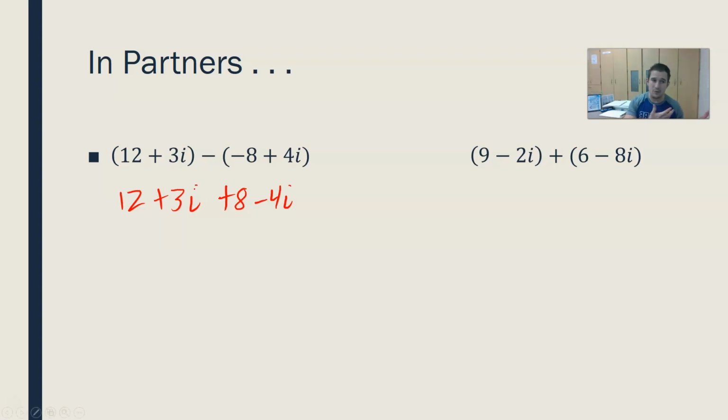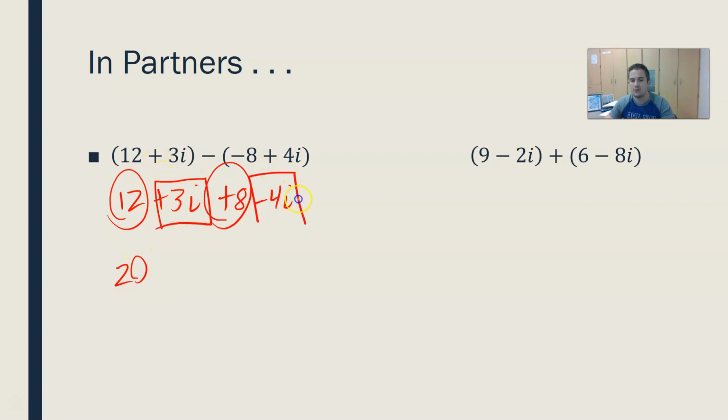These aren't polynomials anymore. They're now complex numbers, but the same principle applies. I'm going to combine my real numbers together, 12 plus 8, which is 20, and my imaginary numbers together, 3i minus 4i, which is a negative 1i, or negative i. So that would be my final answer, 20 minus i.